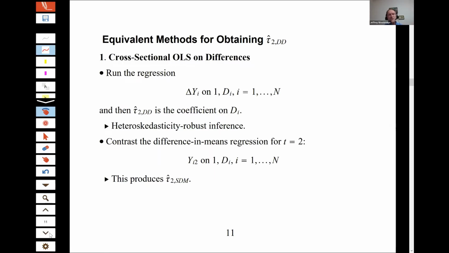Okay, so the difference in differences estimate can be obtained as a cross-sectional regression where we simply regress the change in the outcome on a constant and then the treatment indicator. This is, again, kind of the simplest problem in regression that you can have. The difference in differences estimate is the coefficient on D. We know how to do inference on this.